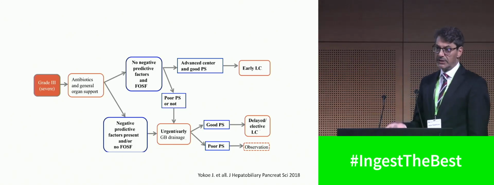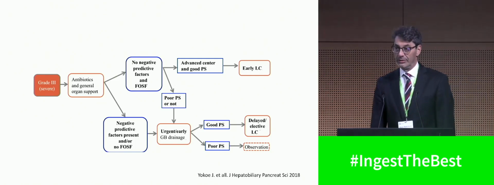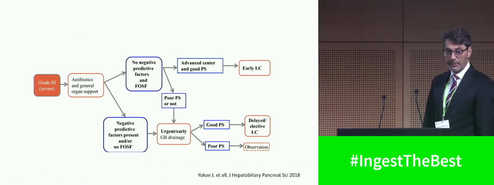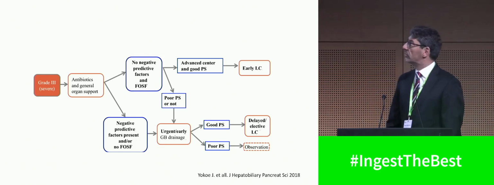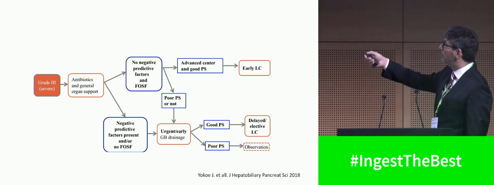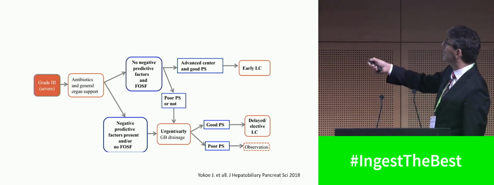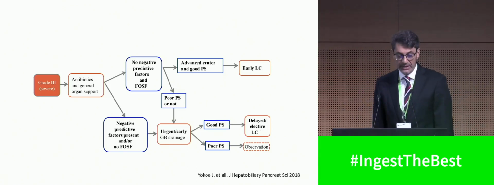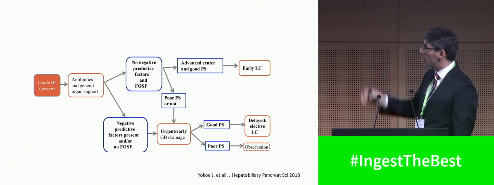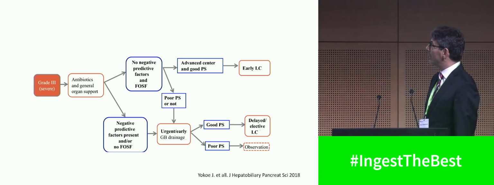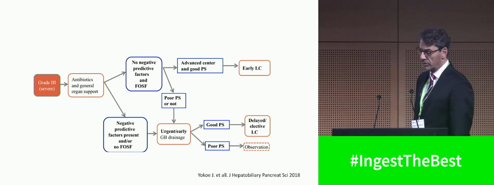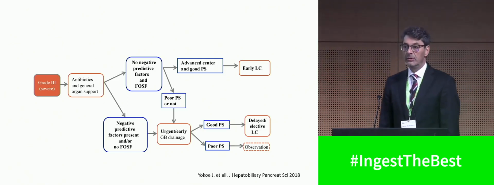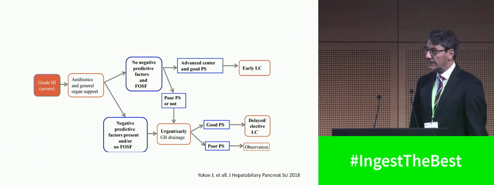And this is a big difference between the Tokyo Guidelines 2013 and 2018, where they recommend even early laparoscopic surgery in patients with grade 3 acute cholecystitis. Of course, if they have poor performance status or some comorbidities, they are not candidates, and they go to urgent early gallbladder drainage. Those who have good performance status are candidates for delayed or elective surgery. Those with poor performance status go for observation.